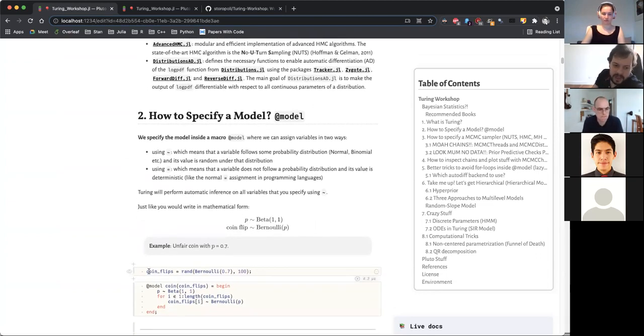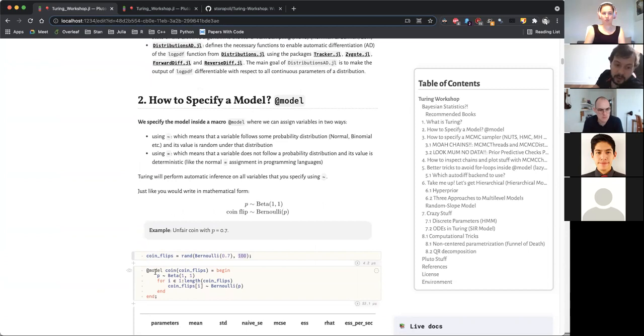And then I just generated some random coin flips using a Bernoulli with 0.7 of probability, so it's an unfair coin. And I generated 100 draws. So this is my data, and then I specify my model. I say model. I give the model a name. I specify its parameters. So it's just the coin flips, or sorry, y as the data. And then I say that equals a begin and an end.